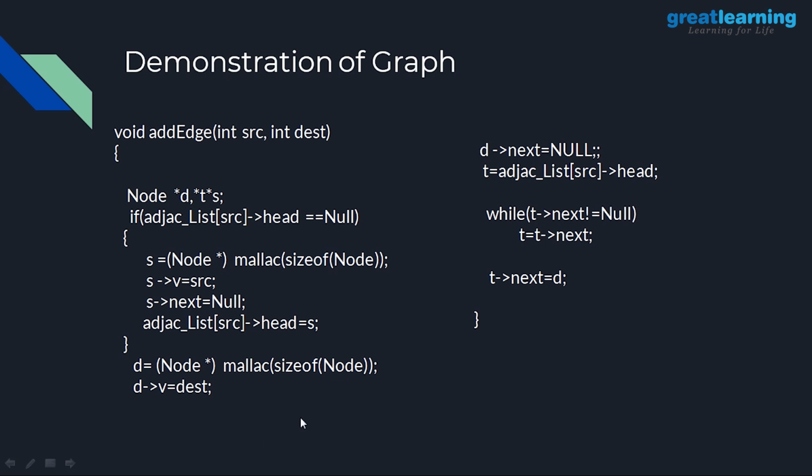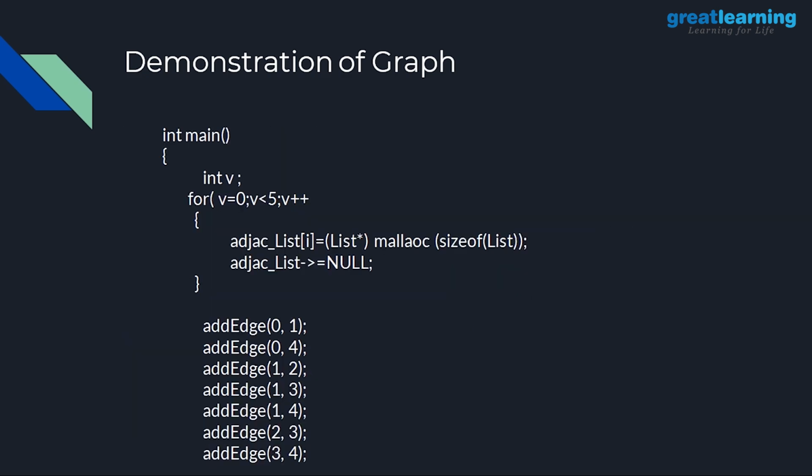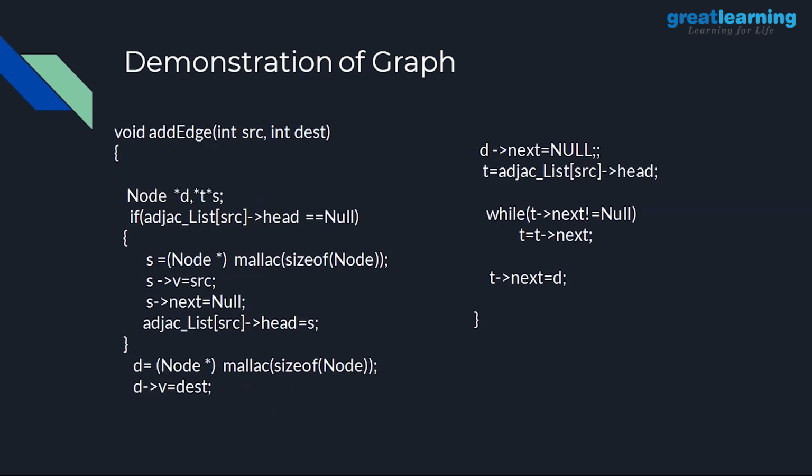The while loop helps us to traverse, and then finally we put the temporary node which we have defined here. We know that we can't change the head of any list. So we put that head in a temporary variable, used it to traverse, and finally we put the destination node on the next of this temporary node that is connected. This is how we add an edge in a graph.